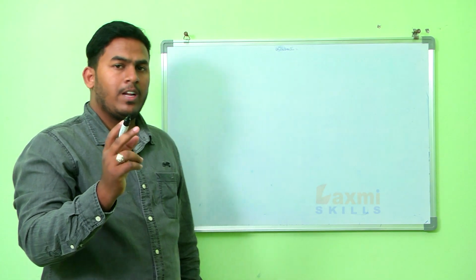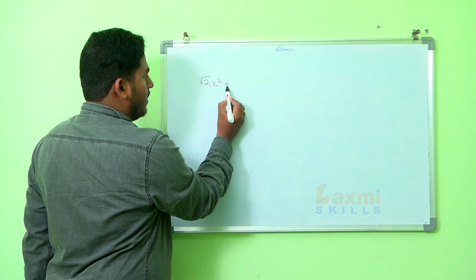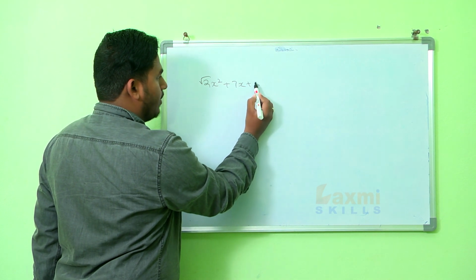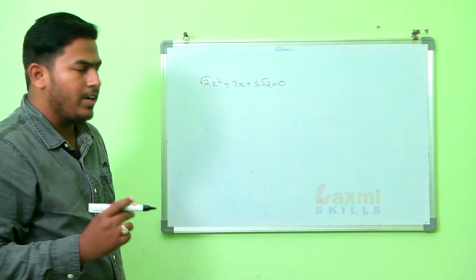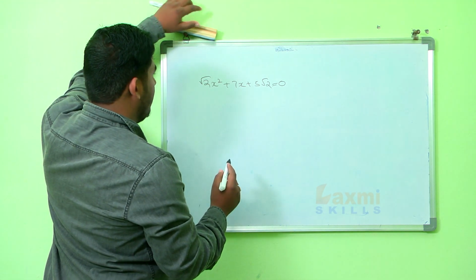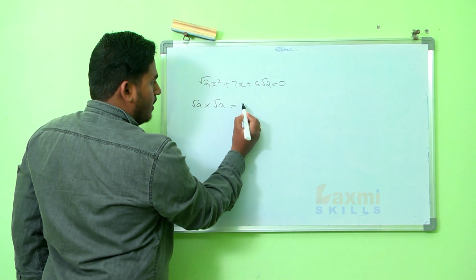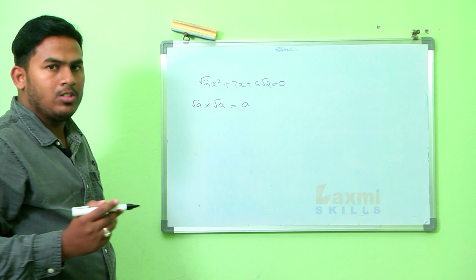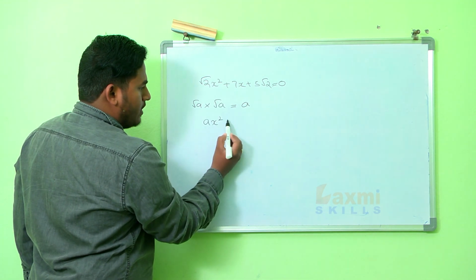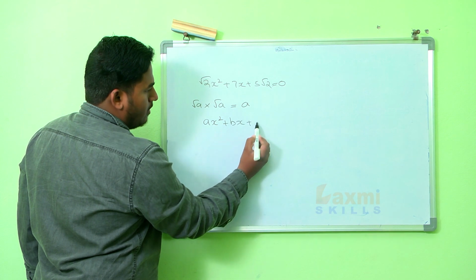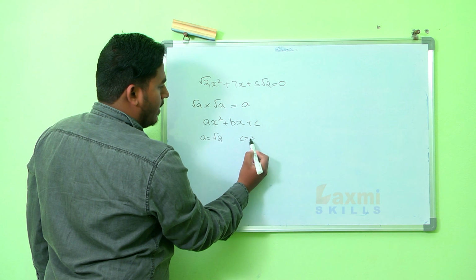So you may get one type of question, that is root 2x square plus 7x plus 5 root 2. For this type of question you need not worry, because you can see here root a into root a will be a itself. So keep this concept in mind. Same format: write the standard equation and compare. The a value is root 2 and the c value is 5 root 2.